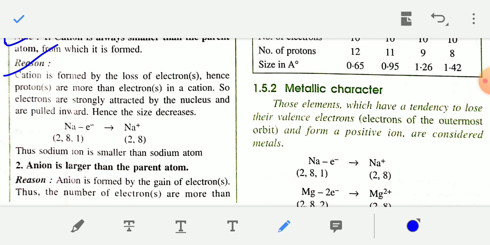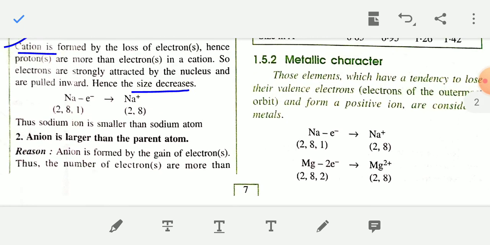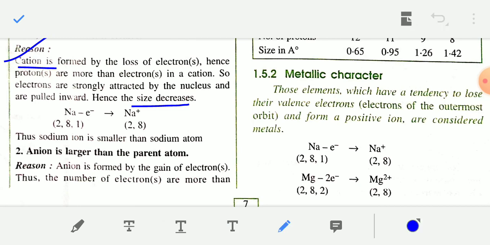So the size of a cation is less than the size of a neutral atom. So the size of sodium ion, Na plus, is smaller than the sodium atom. Now anions are formed by gaining electrons. So an anion is formed by gain of one or more electrons.